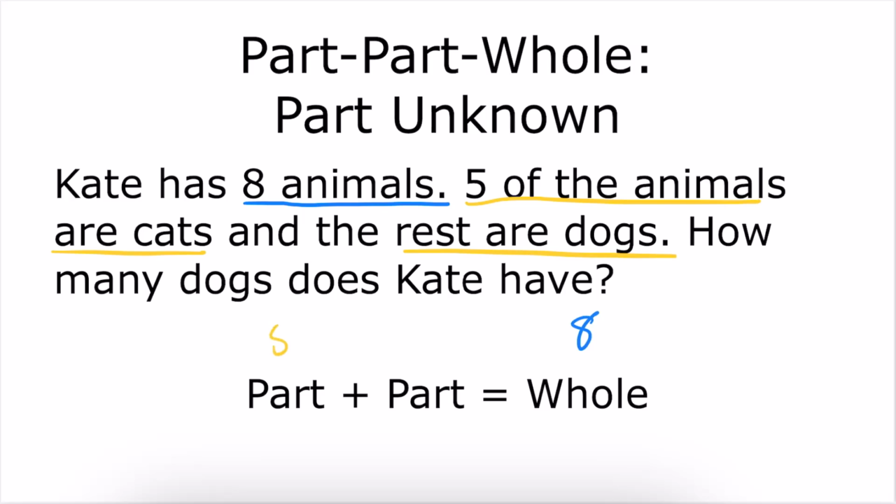So we could say, well, 5 plus the number of dogs is going to equal the total number of animals. And so this is how you would write a math statement when the part is unknown. And then you could use math facts or fact families or whatever strategy you want to find the missing value. So that's the part-whole type of word problems.